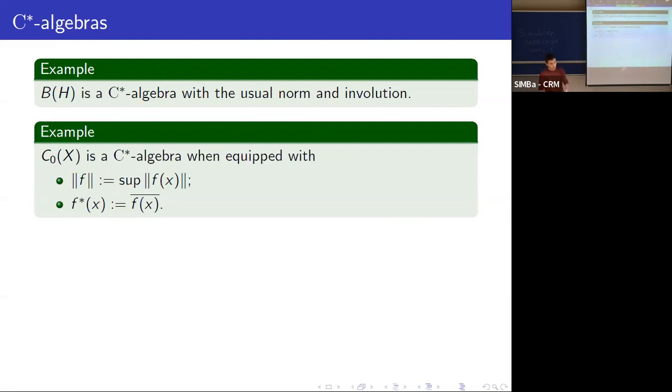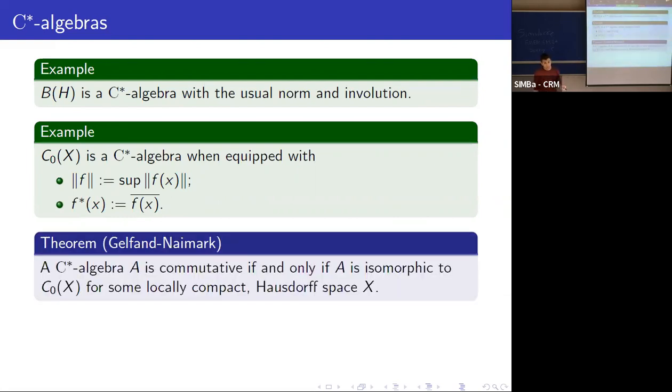In particular, for any locally compact Hausdorff space, we get one such example, C0 of X. And we don't get just any C*-algebra, we actually get a C*-algebra that's commutative, meaning that the product is commutative, because the product is the pointwise product. In fact, one can show, and this is the first sort of deep statement that I'm going to state, that all commutative C*-algebras are of this form. If you take the definition of a C*-algebra and assume that the product is commutative, then you can find a locally compact Hausdorff space X such that C0 of X is isomorphic to A.